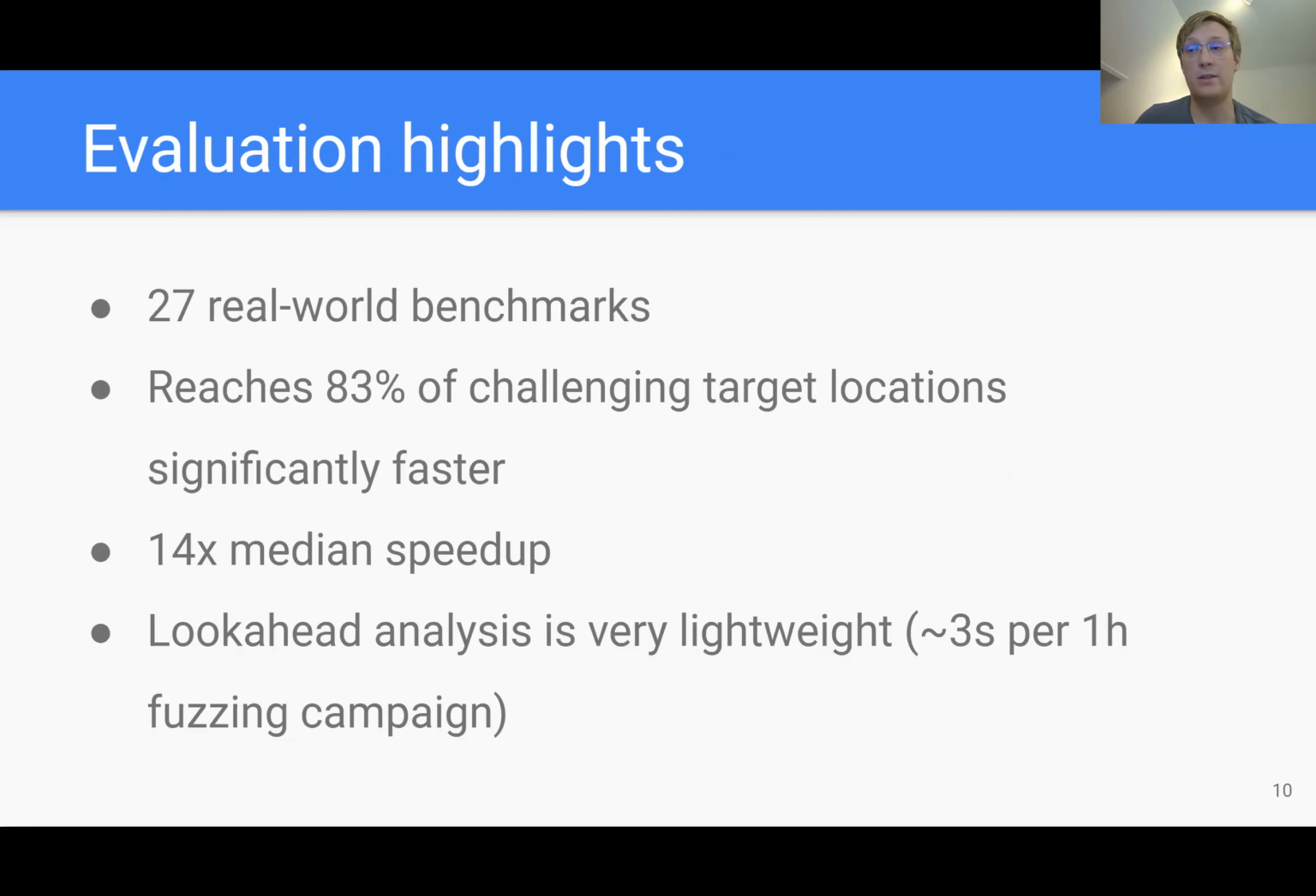We validated this setup using 27 real-world benchmarks, and we were able to show that 83% of the challenging target locations are reached significantly faster. The median speedup for reaching those locations was 14x. We also saw that the Lookahead analysis is actually very lightweight. It's roughly 3 seconds per 1 hour of fuzzing.